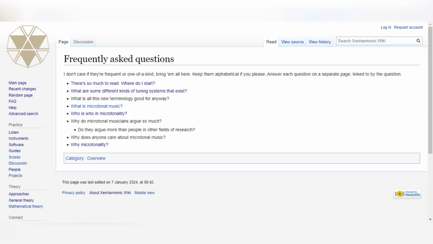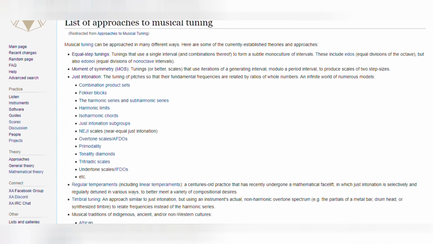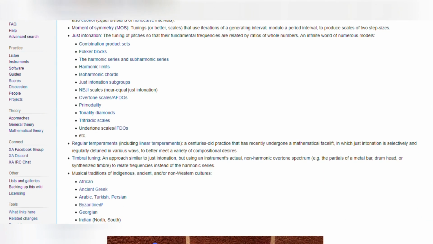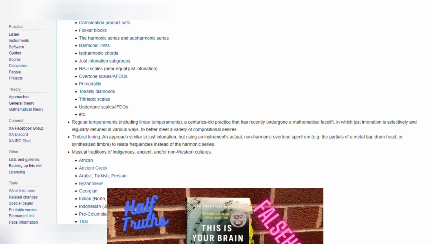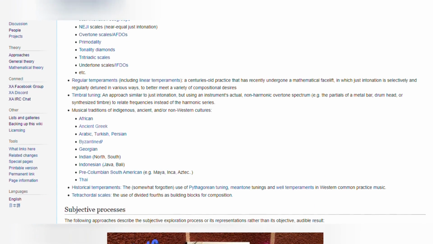Next up, the question, what are some different kinds of tuning systems that exist? Which is linked to the page, List of Approaches to Musical Tuning. There are a ton of links here, with some small descriptions. I was interested in the musical tradition section, specifically the ancient Greeks, because I had just finished a review of a book that attempted, and failed, to discuss a small amount of the ancient Greek musical theory.